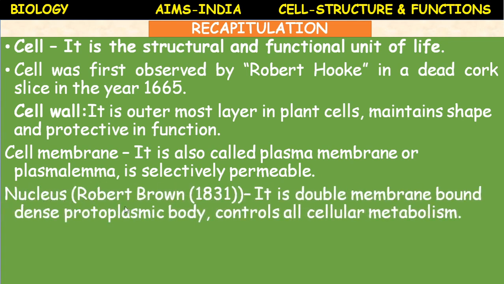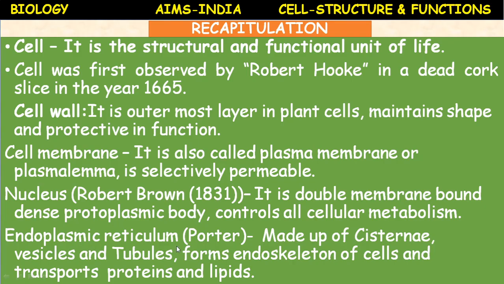Nucleus is a prominent cell organelle. It was discovered by Robert Brown in 1831. It is a double membrane bound dense protoplasmic body. It controls all cellular metabolism, all activities of the cell. Hence, the nucleus is called the control center of the cell. Endoplasmic reticulum was discovered by Porter, made up of different structures like cisternae, vesicles, tubules. It forms the endoskeleton of the cell and is involved in the transport, especially of proteins and lipids.